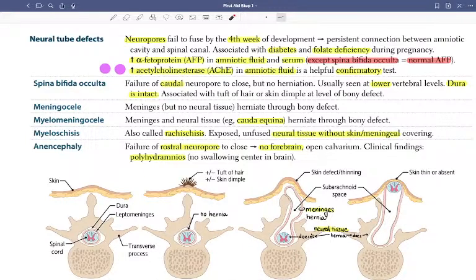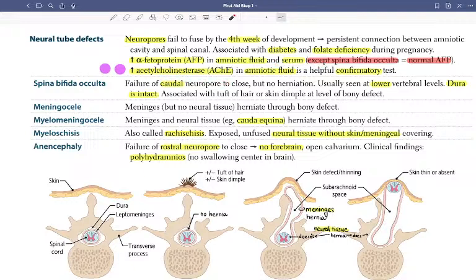Next, let's quickly go through this. That was day 18 to day 21, right? So fourth week of development, the neural tube not fusing. Important: diabetes. Not only folate deficiency but also diabetes can cause it. And then what else do you have? You have increased alpha fetoprotein in amniotic fluid. Increased alpha fetoprotein and increased acetylcholinesterase in amniotic fluid are helpful confirmatory tests.